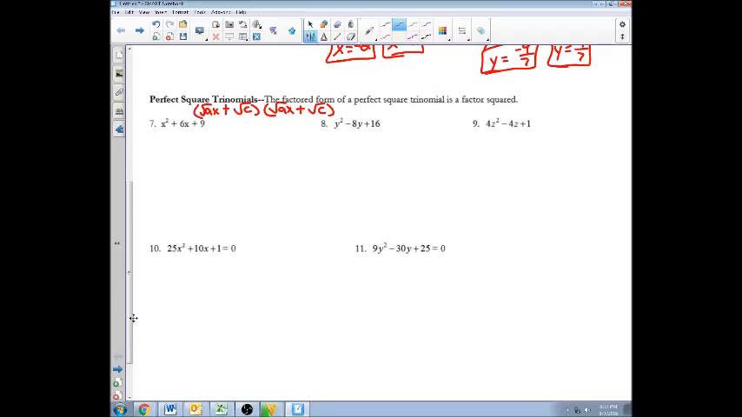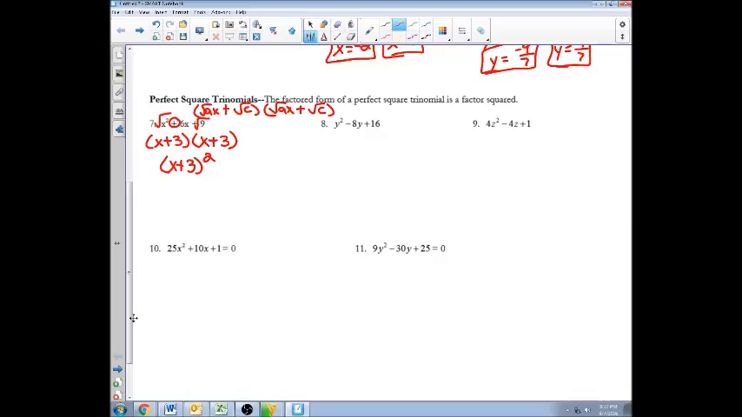On to problem number 7. X squared is a perfect square, 9 is a perfect square, so I can take the square root of x, the square root of 9. That would get me x plus 9 because my b value is positive, times x plus 9. I can rewrite that as x plus 3 squared. I think I said that as x plus 9. It's really x plus 3 times x plus 3 because I needed to take the square root of 9.